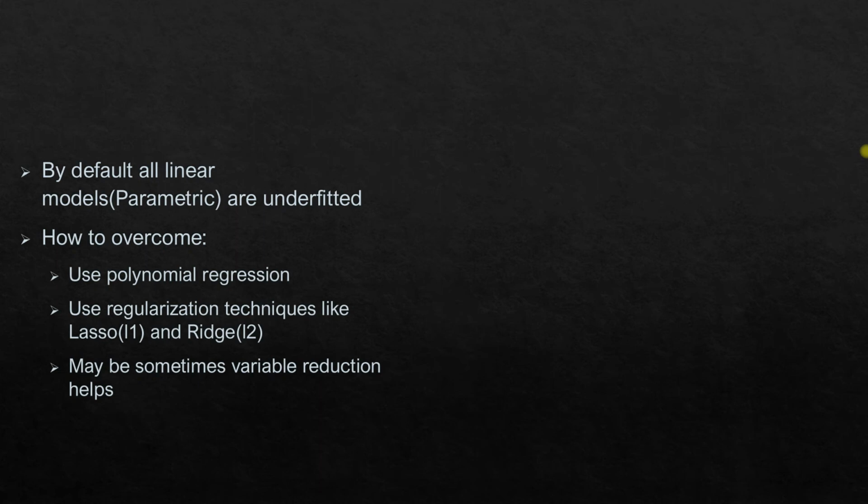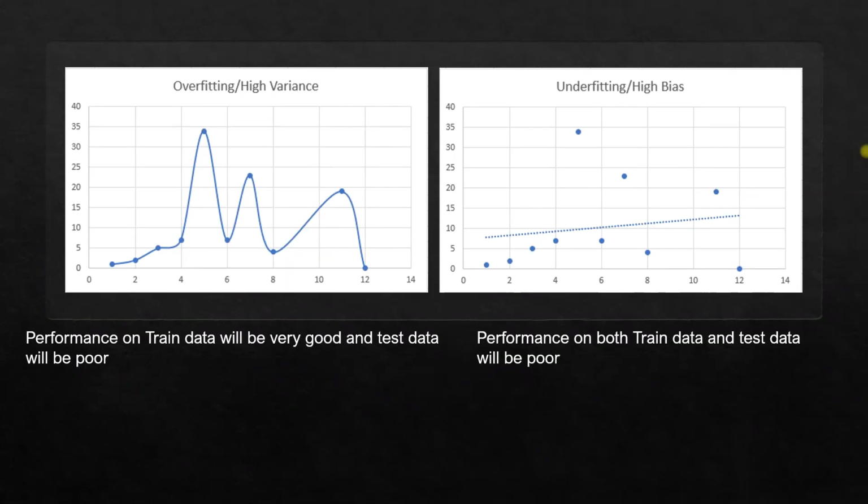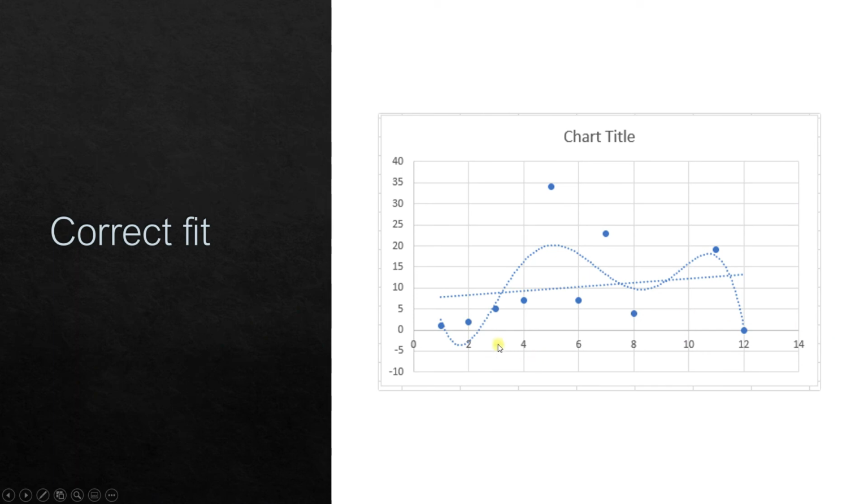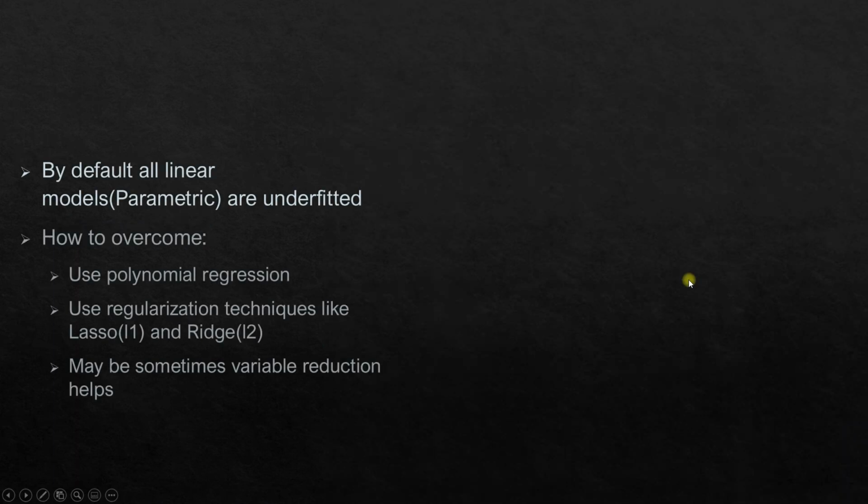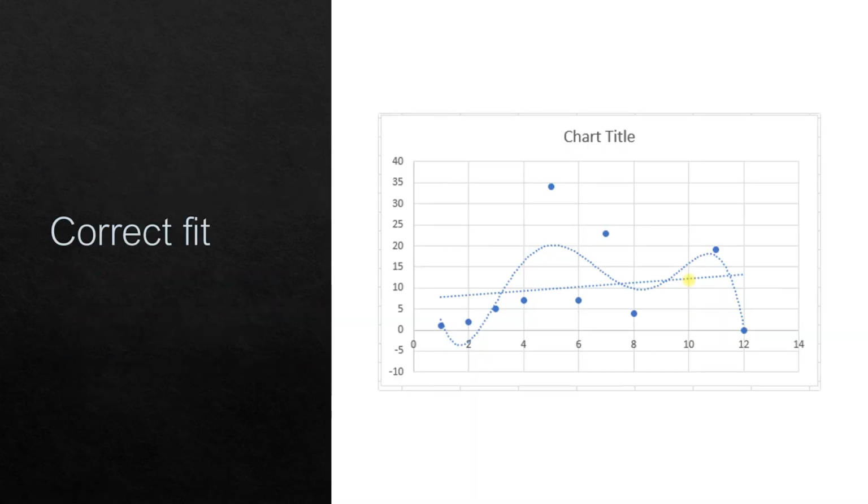So how can we overcome either the underfitting or overfitting? Let's say you have an underfitting problem, which means you have high bias. In that case, we can go for polynomial regression, right? If you see here, this model is underfitted, and the curve you're seeing here is a polynomial regression, which is trying to overcome the underfitting problem.